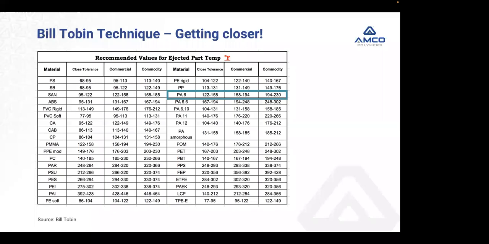There's a gentleman by the name of Bill Tobin who gave me this chart. And I'm like, oh, this is kind of cool. It actually says what my material is. So I went to PA6, close tolerance, commercial tolerance, commodity tolerance. I'm like, oh, that's kind of right where I am, 194 to 230. The longer I hold it in my tool, the tighter the tolerance. And if I really want a close tolerance, I hold in the tool for a lot longer and use the mold as a fixture. I'm like, oh, that's pretty good. But I want to know, what's close, commercial, commodity tolerance.